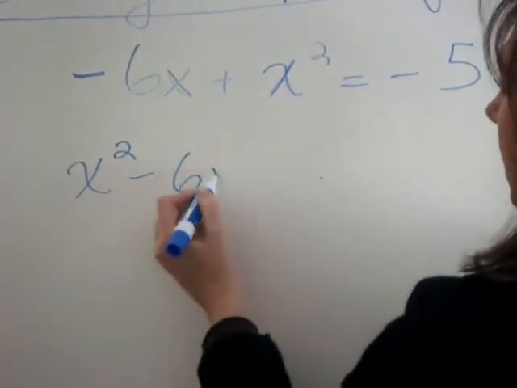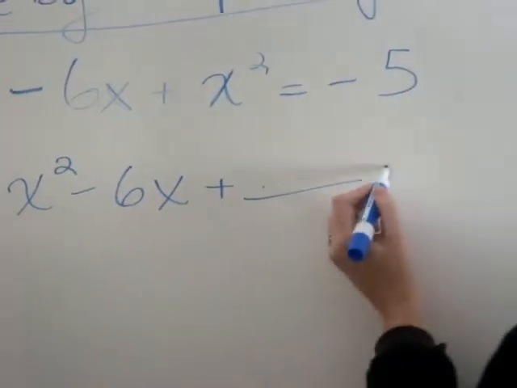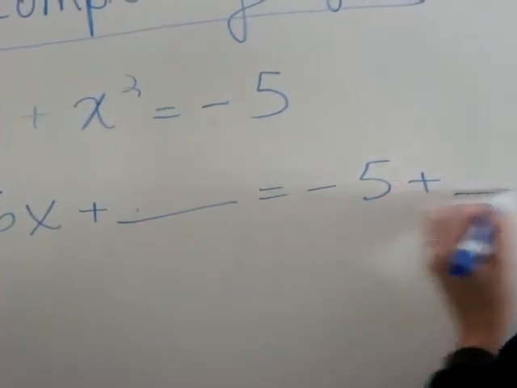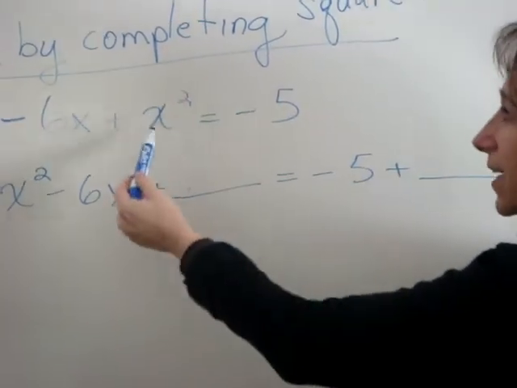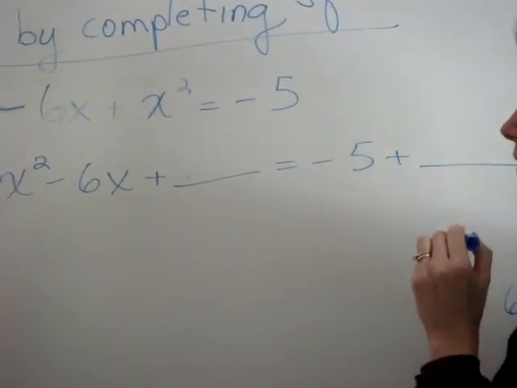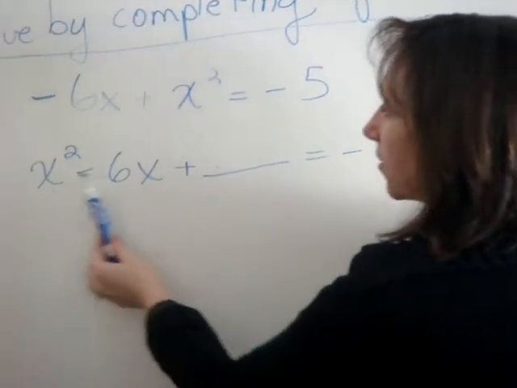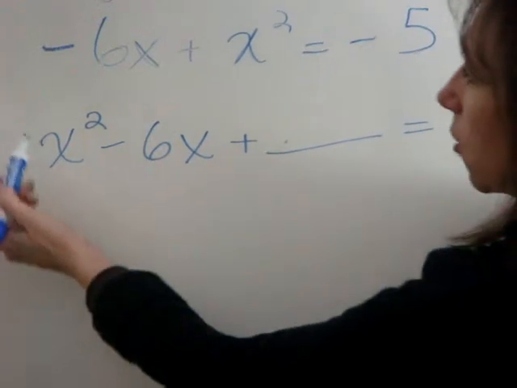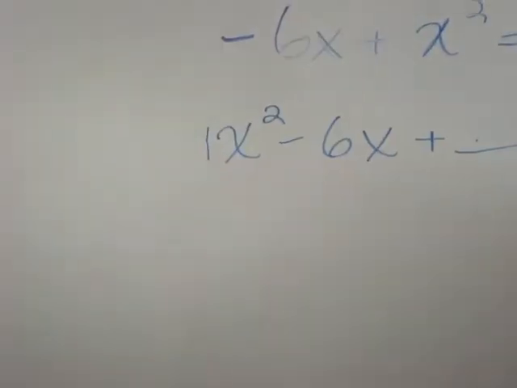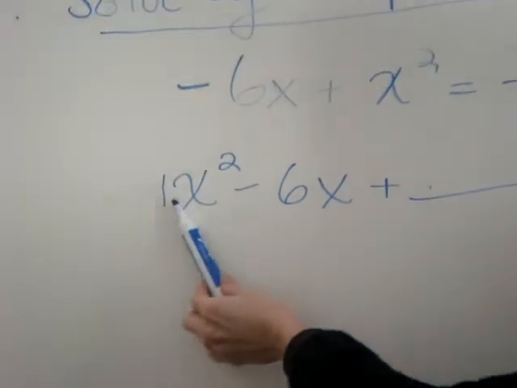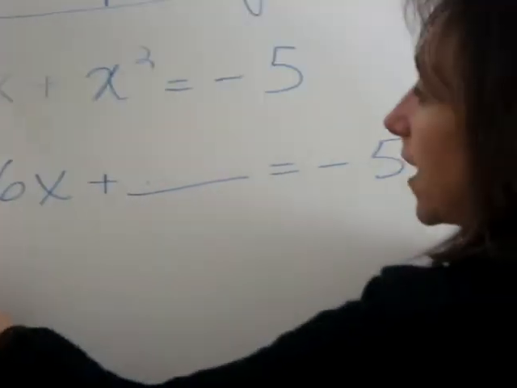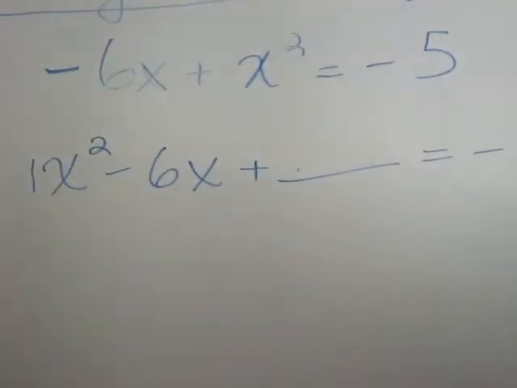X squared minus 6x, and we're going to complete the square at the same time. Because we know 5 is not a perfect square, so it won't help to bring it back to the other side. We don't need to divide everything by a number because the coefficient of the x squared term is 1. If it were 2 or 3 or any other number but 1, we would have to divide every term by that coefficient. So we have it set up.